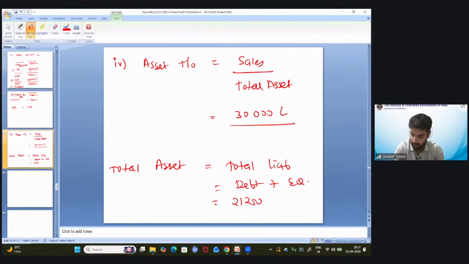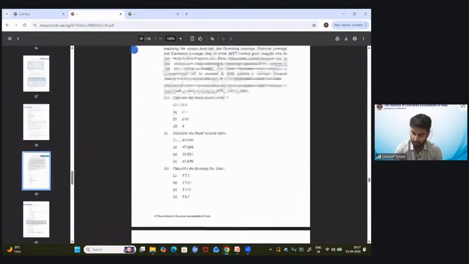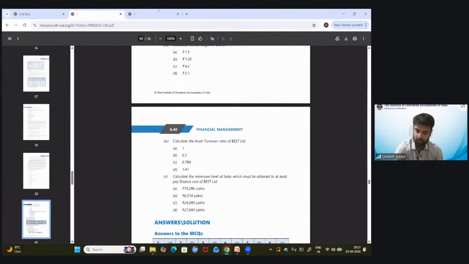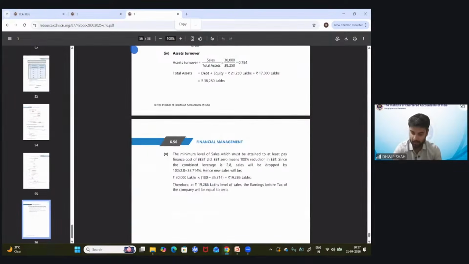Debt is 21,250 plus 17,000 is equity, so 21,250 plus 17,000 equity, 38,250 lakh. So 30,000 divided by 38,250. 0.7843 is asset turnover ratio. 0.7843 है, 0.784. C is the correct answer. C. ठीक है. 0.7843 asset turnover is 0.7843.